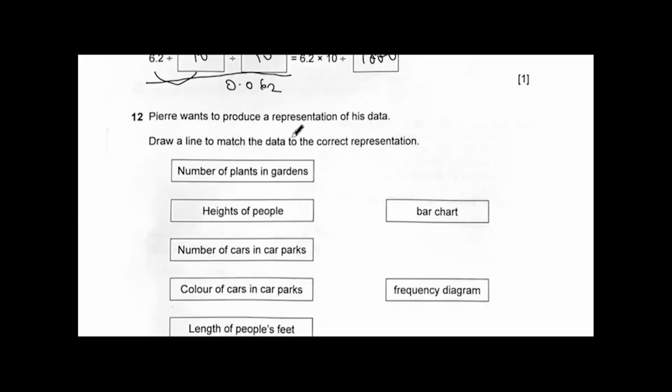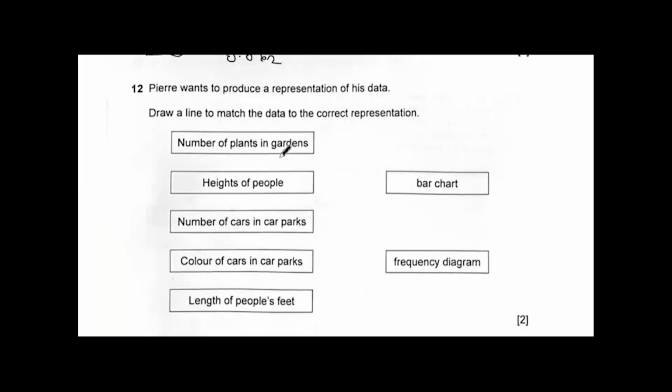Pierre wants to produce a representation of his data. So draw a line to match the data to the correct representation. So we have bar chart and then frequency diagram. A bar chart requires discrete data. What is discrete data? Discrete data is the one got by counting, while continuous data is the one got by measurement. So for anything that has to do with discrete data, that is counting, we usually go to bar chart. So the other one will always come here.